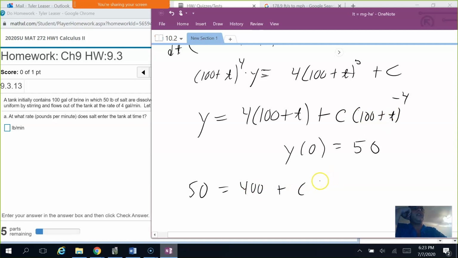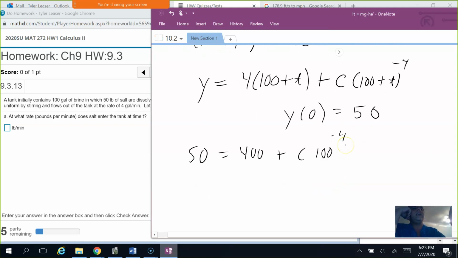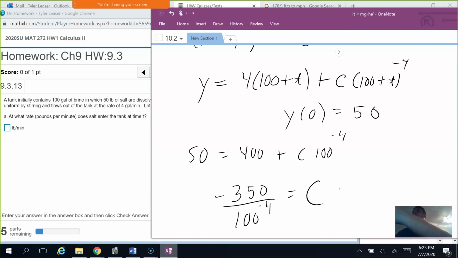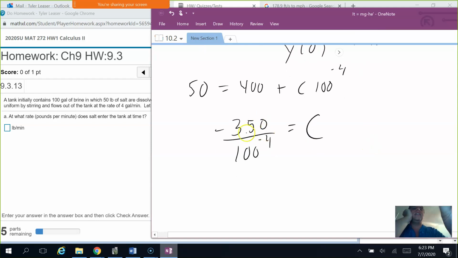This is going to be 100 to the negative 4, whatever that is, some really tiny number. If I subtract the 400 over and then divide by this 100 to the negative 4, that's going to give me my constant c. So this, maybe it's not too bad. Let me type it in the calculator and see what it is exactly. 100 to the negative 4. Oh, no, it's awful. It's some really, really, really tiny number. I'll just leave it like this.